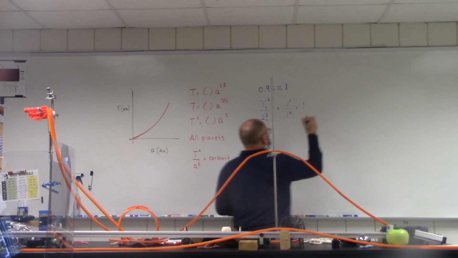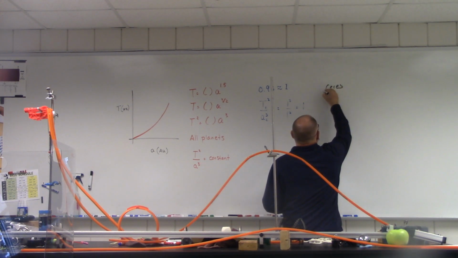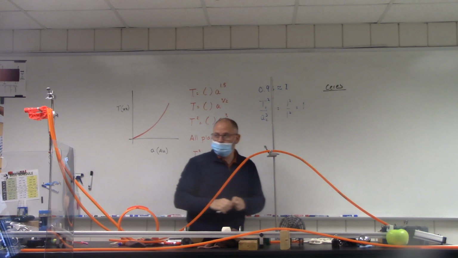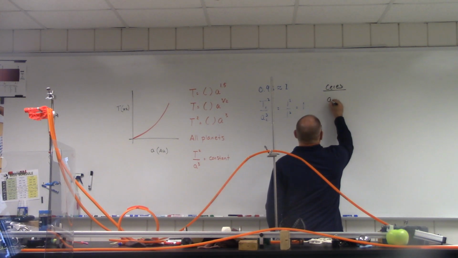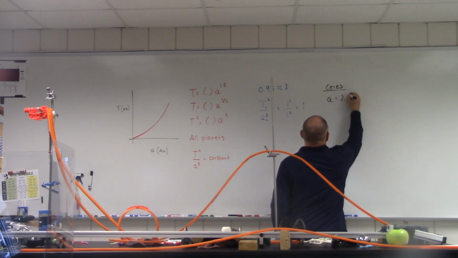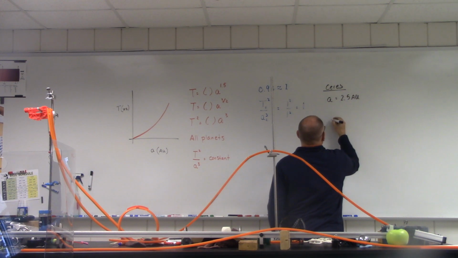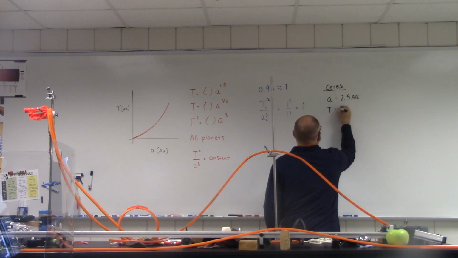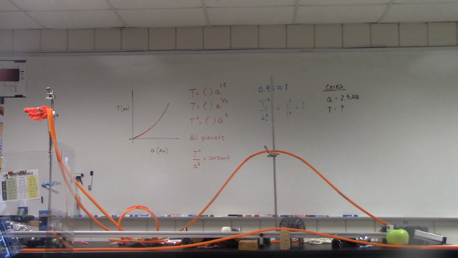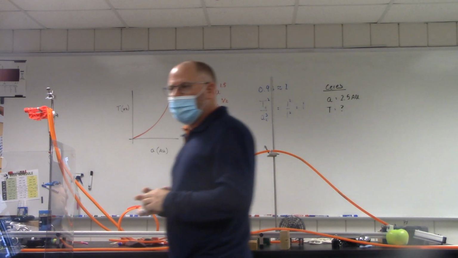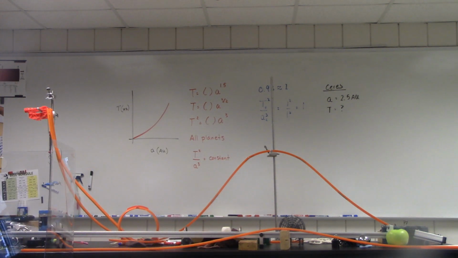I happen to know that the planet Ceres is in the asteroid belt. Okay? Ceres is in the asteroid belt, and it is about 2.5 times as far away from the sun as the Earth is. You need to be able to calculate how much time it's going to take to go around. You with me on that? You need to calculate the period in years. All right?